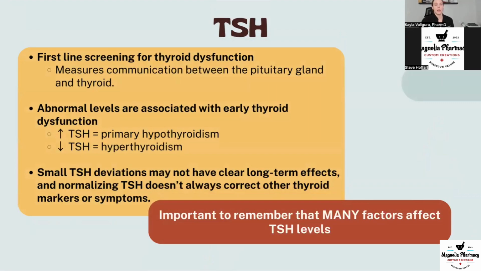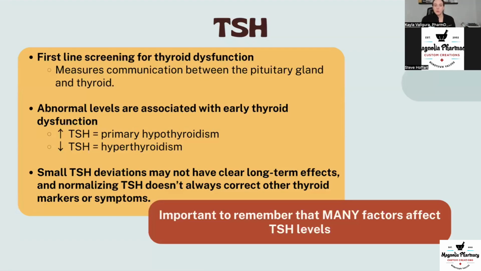So TSH, this is a first-line screening for thyroid dysfunction. This is what all doctors are taught to look at first when it comes to thyroid disorders. I spoke about it briefly at the beginning, but this is happening in the brain. This is being released by the pituitary gland. A TSH measurement is merely measuring the communication between the pituitary and the thyroid. Being that this is the brain piece of it, it is very helpful for us, but it is not an end all be all. We can't just test TSH and know what's going on. We need to do further testing.